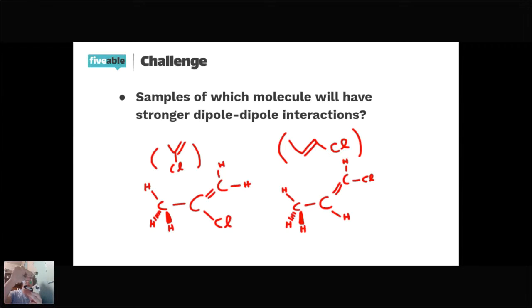Because it can't come in through the top, because when it comes in through the top, this carbon is going to be swinging around and hitting this hydrogen, and it's the same case here. However, when we have the chlorine on the end, there's a lot of places. There's 1, 2, and then there's this configuration, which would be very attractive. So there's more degrees of freedom for that second molecule to come in, so it would have stronger dipole-dipole interactions. Does that make sense?